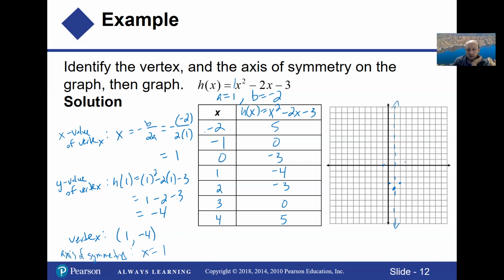And then (4, 5). Then you can draw your parabola as best as you can. There it is. And again, it opens upward because I know a is positive, a is greater than 0.